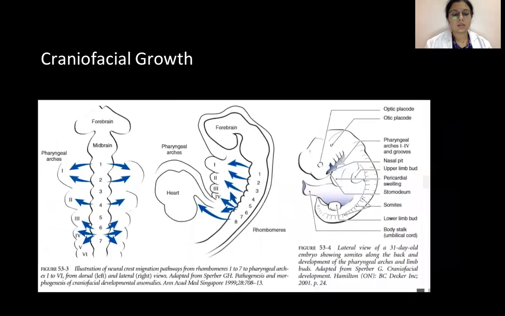This is an illustration of the neural crest migration pathways from the rhombomeres 1 to 7 to pharyngeal arches 1 to 6 from the dorsal and lateral views. The image to the right side is a lateral view of a 31-day-old embryo showing somites along the back and development of the pharyngeal arches and limb buds.